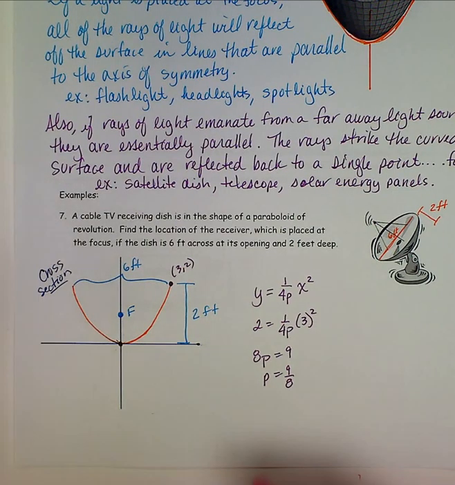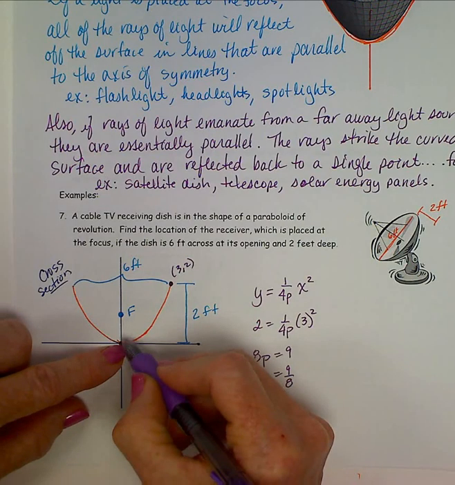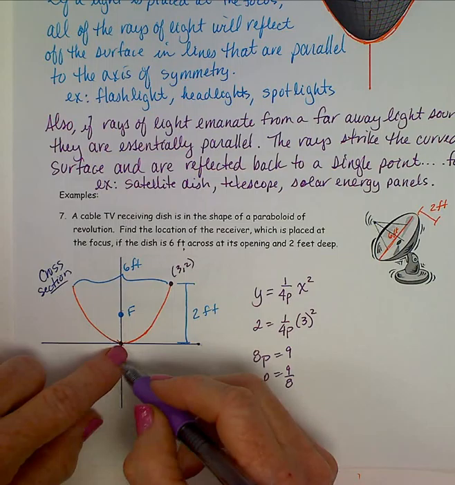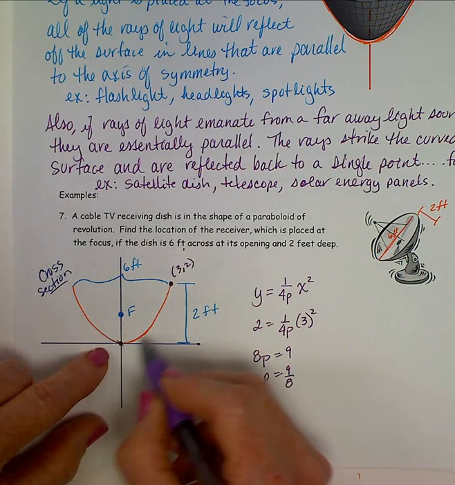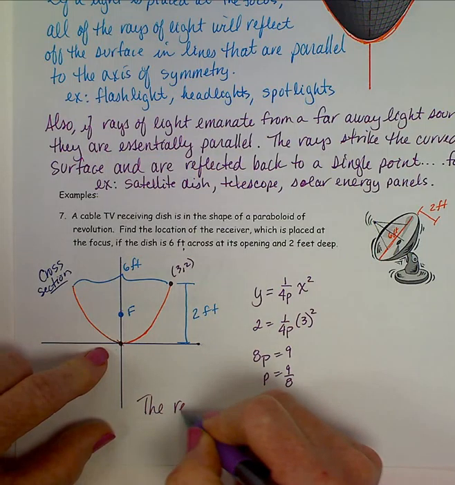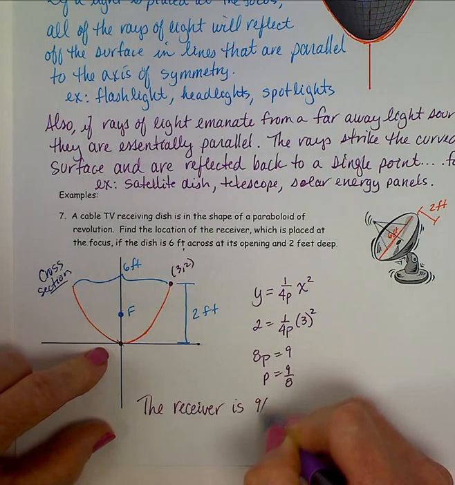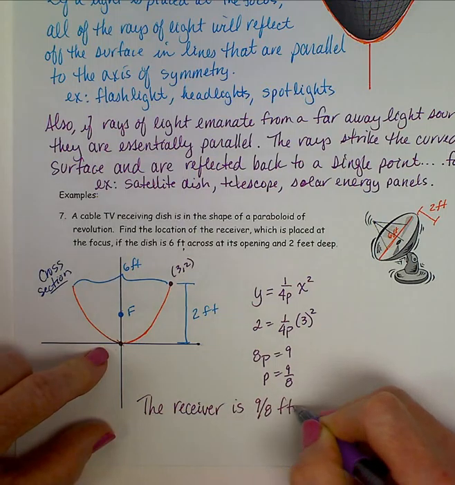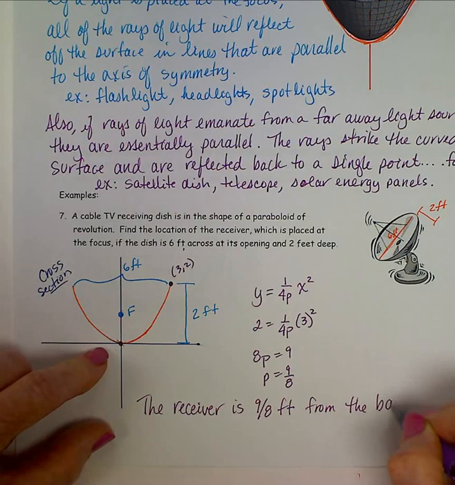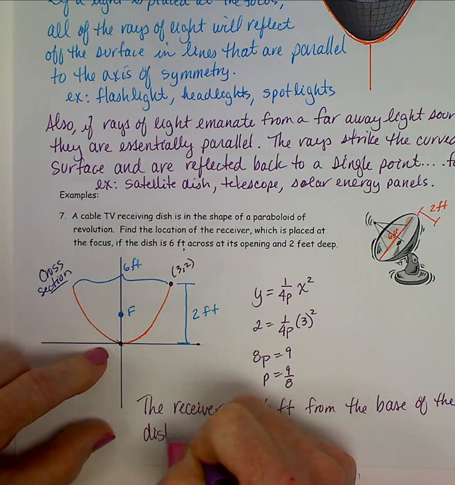But we still have to describe where that receiver is. Well, that receiver is 9/8 of a foot away from the base of this dish along the axis of symmetry. The receiver is 9/8 feet from the base of the dish along the axis of symmetry.